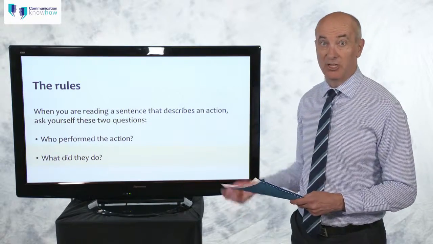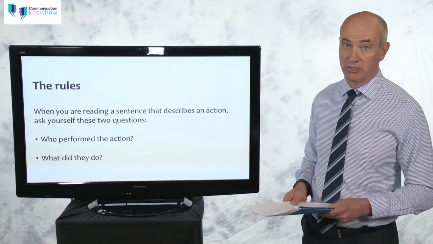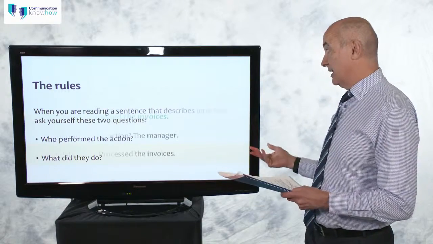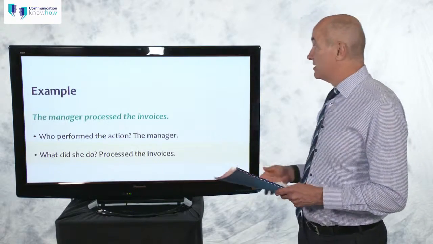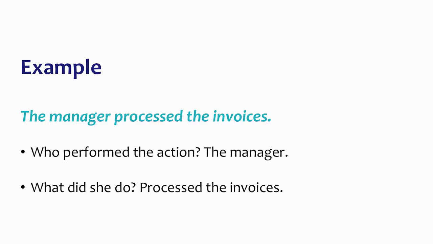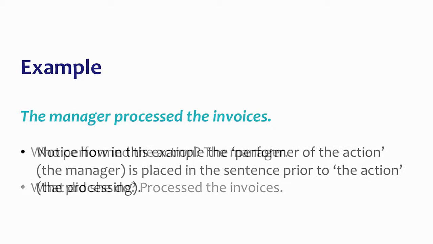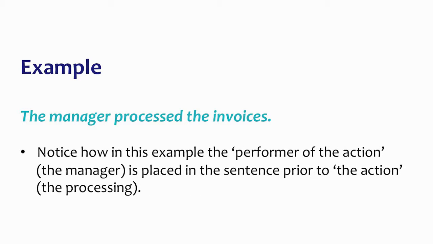Who performed the action? That comes first. And then what did they do? Let's have a look at that in a sentence form. So we've got the sentence here: the manager processed the invoices. So that question, who performed the action? It's the manager. And what did she do? She processed the invoices. So performing the action and then the action itself.